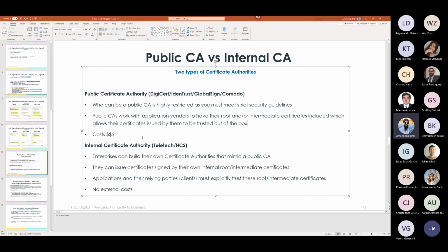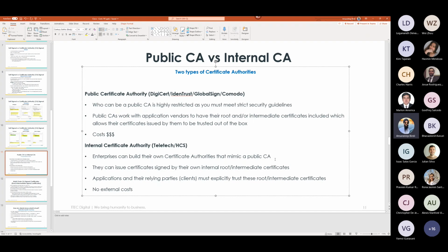This could be anybody. I could build my own internal CA. I can go and start issuing certs signed by a root and intermediate. I can do all that. You can download Key Store Explorer, that open source tool, and you can do that yourself. You can create a root, you can create an intermediate, and then start issuing certs signed by those two, right? So this could be anybody.